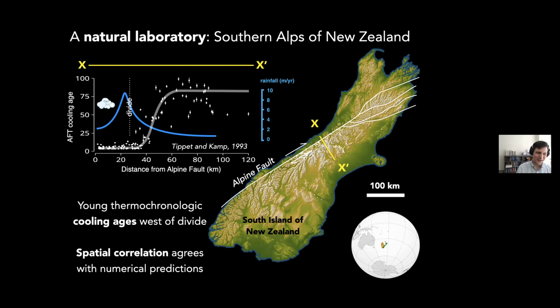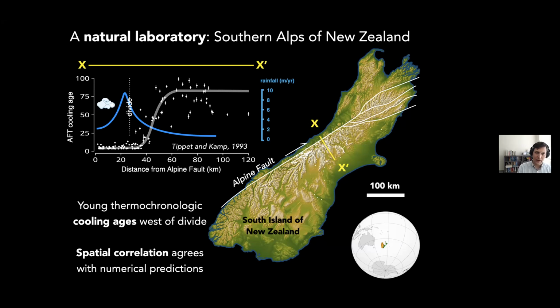So coming back to this slide, again, if you're now looking at this with a little bit more context, the young cooling ages that are within about 30 kilometers of the Alpine Fault reflect very rapid exhumation rates. They are much younger, and the older cooling ages further to the east reflect more limited exhumation and slower rates. If we overlay that now with our rainfall pattern, we can see that there is a very clear spatial correlation between these young cooling ages and very high precipitation rates along the western side of the orogeny. And this spatial correlation agrees with the predictions of this numerical model, and we could leave it at that.